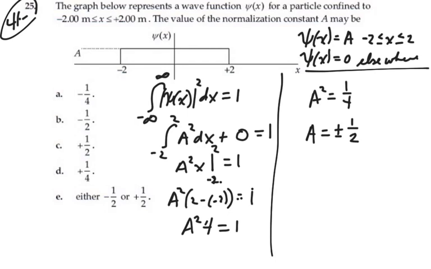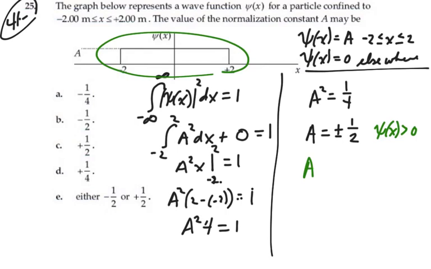However, when we look at this function, we can see that psi of x is strictly positive. So we choose the positive value of this a, and so a is actually just equal to a positive 1/2. Negative 1/2 is not shown on the graph. So that is our answer. A is equal to a positive 1/2.